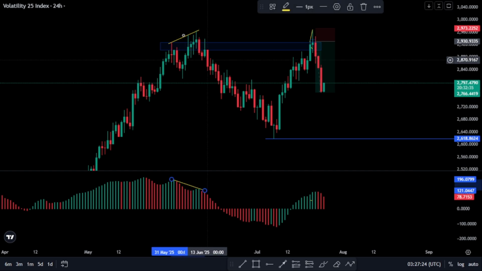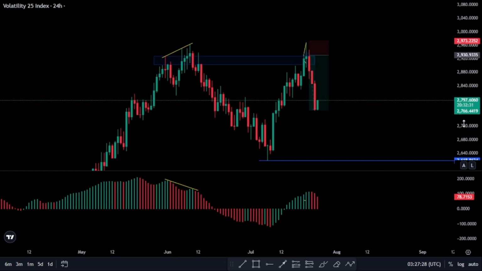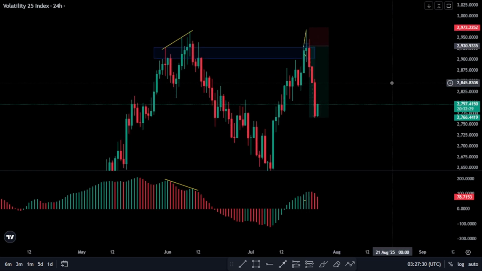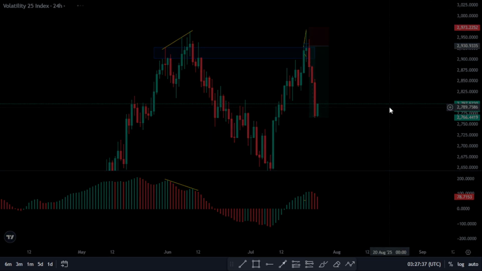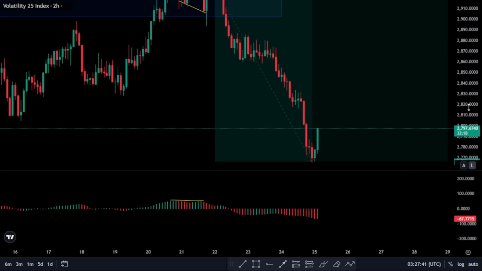So that is actually a divergence. So we wait for the market to come and tap this level. And of course, we are not going to use the daily time frame to enter, so we have to go to the lower time frame. Let's look at maybe the 2 hour or the 1 hour time frame. We see what the market is giving us over there, right?